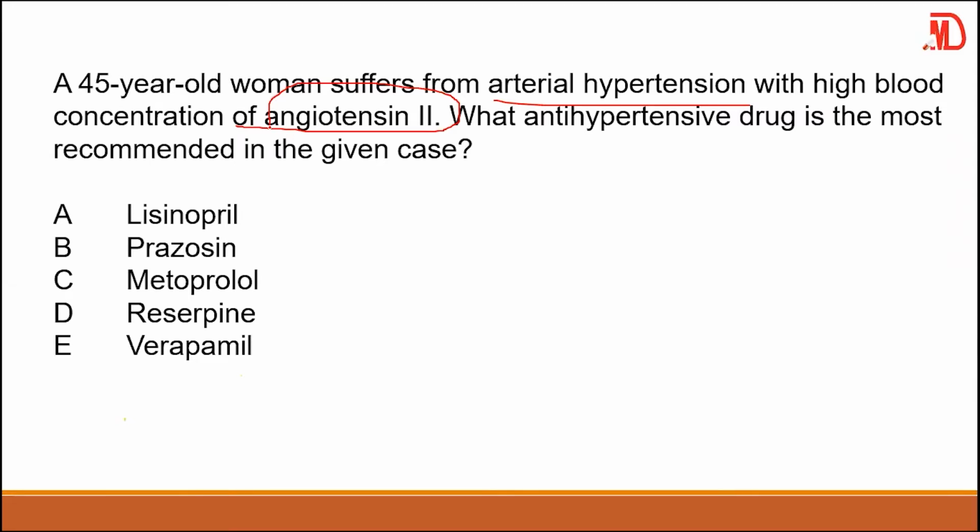Awesome. Now the question is, we are having what? A 45-year-old woman who's suffering from arterial hypertension with high blood concentration of angiotensin 2. What antihypertensive drug is the most recommended in the given case?